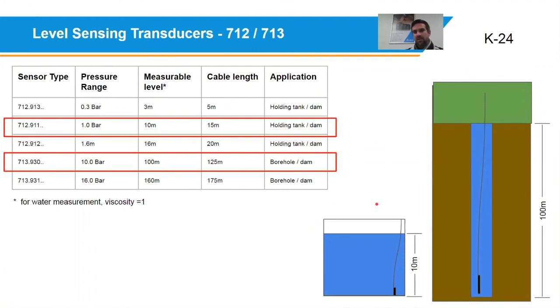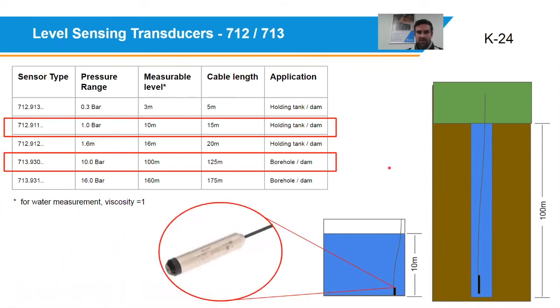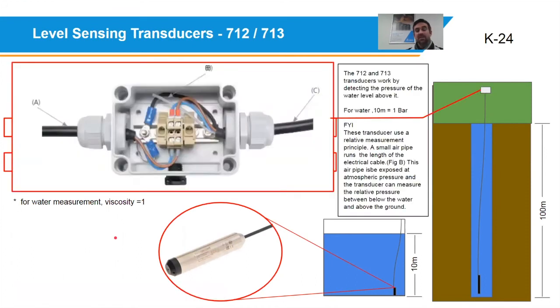So that's the 712 and the 713 for constant level. That's how the transducer would look. You can also see it on page K24. So this being a level transducer, it still actually works on a pressure system. It would measure the pressure of the water that's exerted above it. Sometimes also referred to as a hydrostatic sensor, using the word hydro as in water and static as in static pressure applied on top of the transmitter.